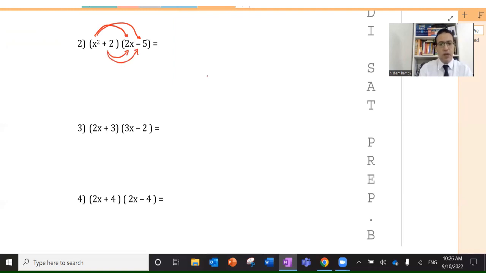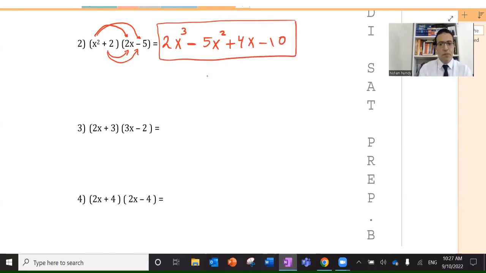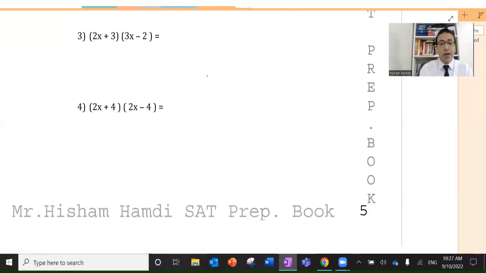X squared multiplied by 2x is 2x power 3. X squared multiplied by negative 5 is negative 5x squared. 2 multiplied by 2x is positive 4x. 2 multiplied by negative 5 is negative 10. Notice that I don't have any like terms here, so I'm not going to add anything. I keep the 4 terms together. But in number 3, when I'm multiplying them, I will have like terms in the middle.